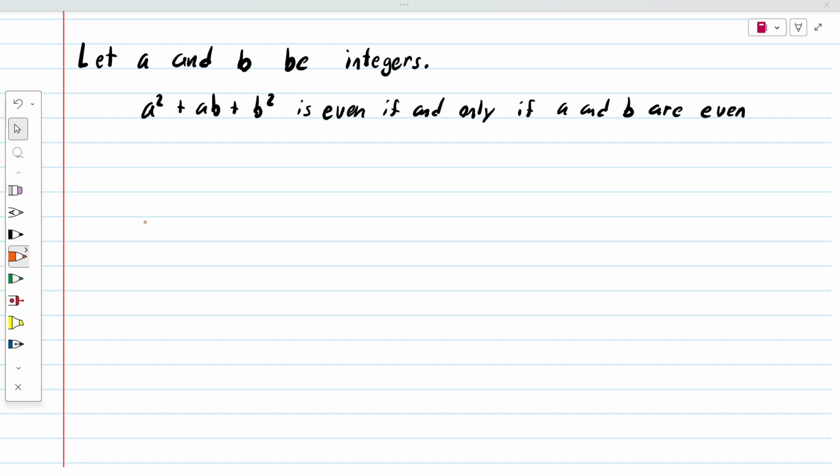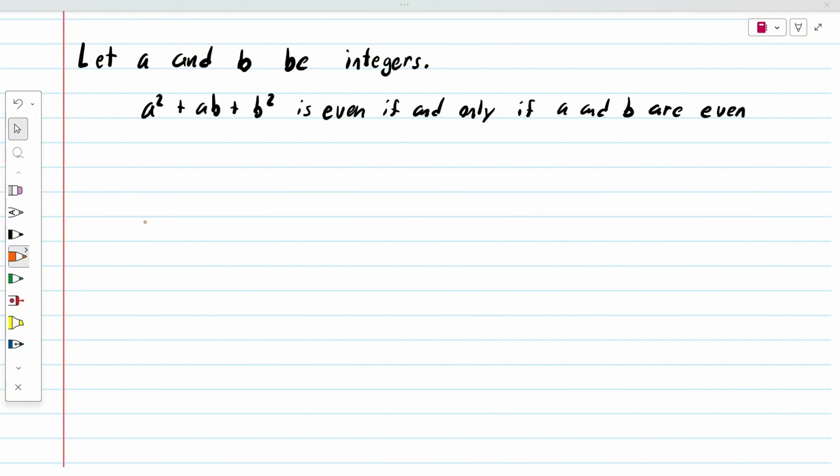Hello everyone, in this video we're going to show how to master even and odd proofs by doing this sort of comprehensive example. Okay, so we're going to try to prove that for a and b being integers, a squared plus ab plus b squared is even if and only if a and b are both even. Okay, and so how are we going to prove this?